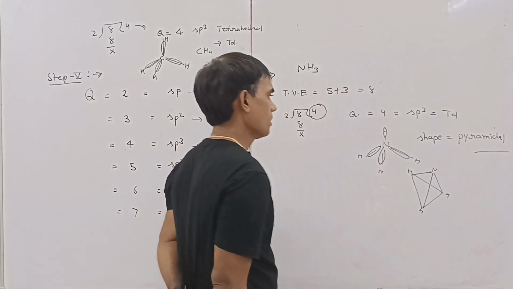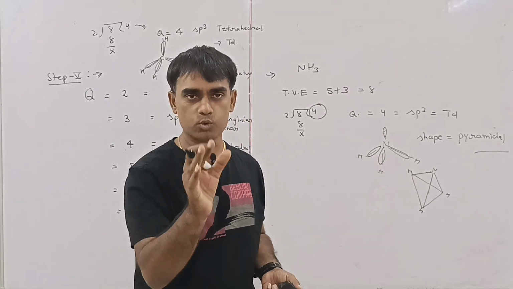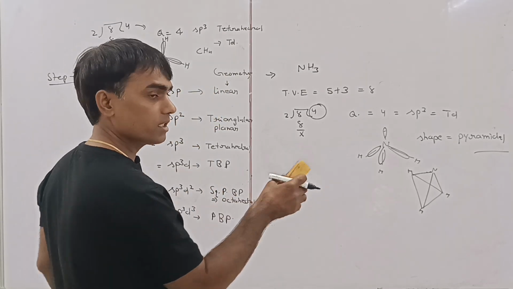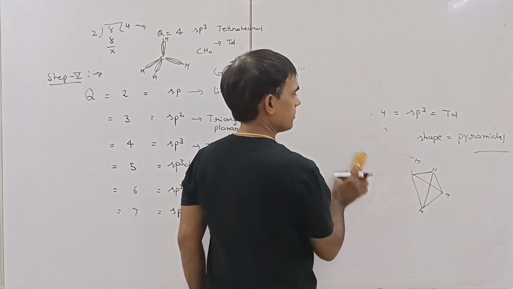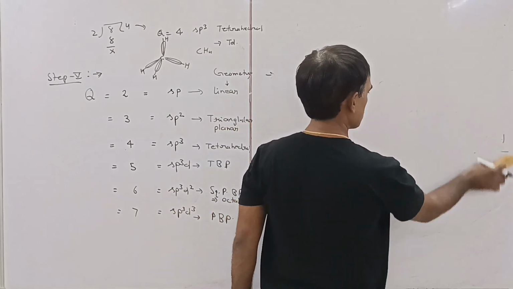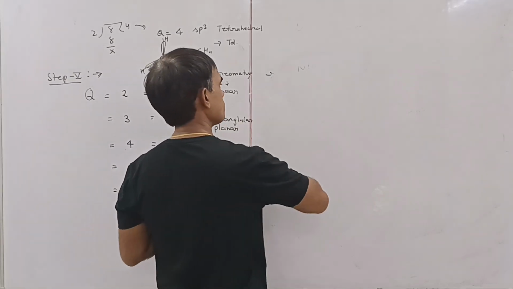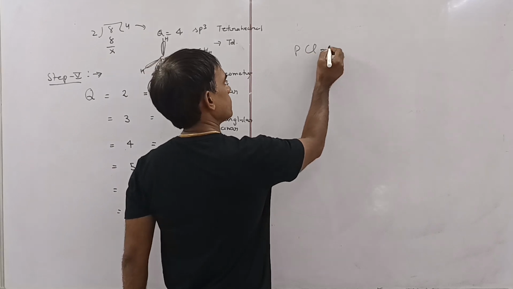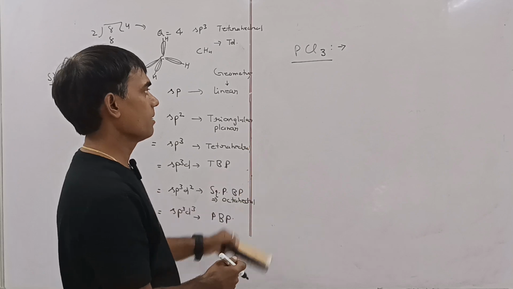So you can find out the type of hybridization, the type of geometry, and the shape of the molecule. Let us take some complicated examples. You are thinking that I am discussing only simple molecules, so let us take some difficult examples. For example, PCl3.